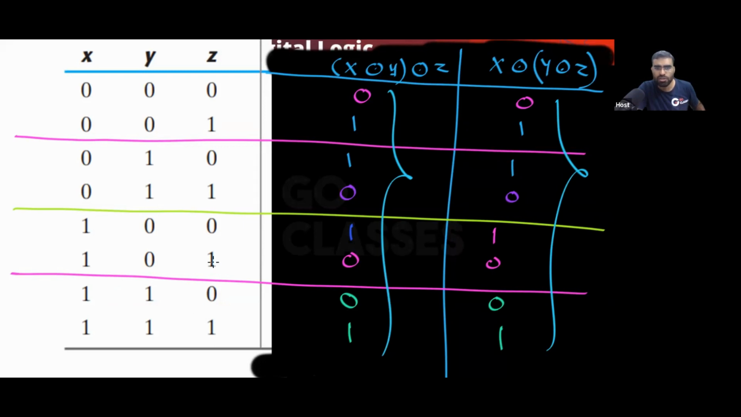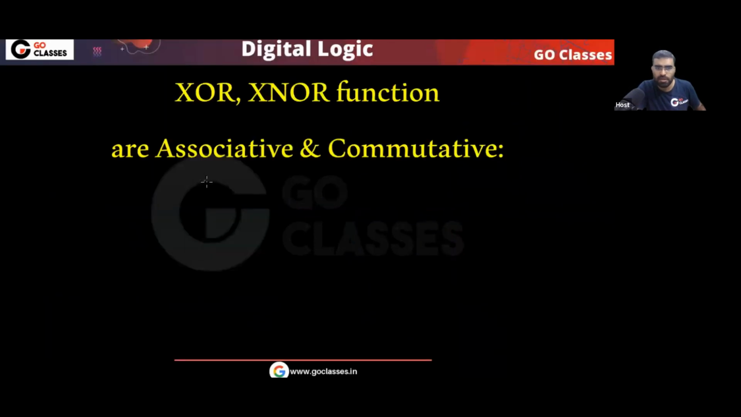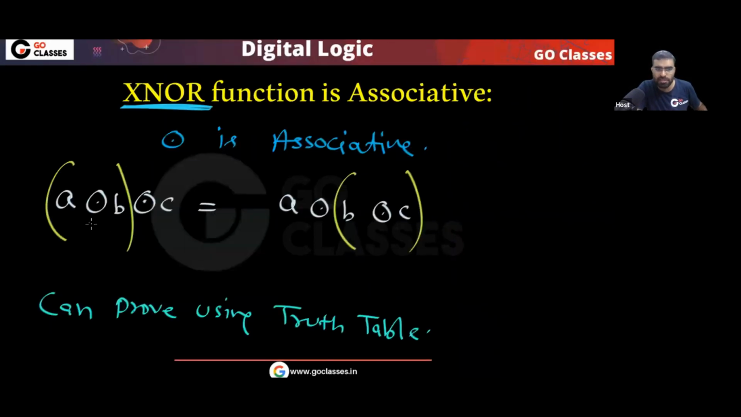So they are same. This is what I'm saying, that XNOR is associative. Remember, this XNOR function is associative, means (A XNOR B) XNOR C is the same as A XNOR (B XNOR C). Okay, so this is an important point, that XNOR is associative.